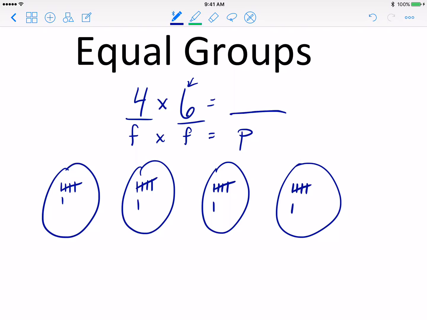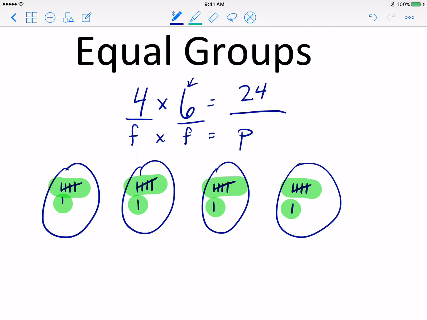I like to do this because when we're counting, you can skip count by 5s. 5, 10, 15, 20. And then I can just go back and count my ones. So I have 20, 21, 22, 23, 24. So my product is 24.